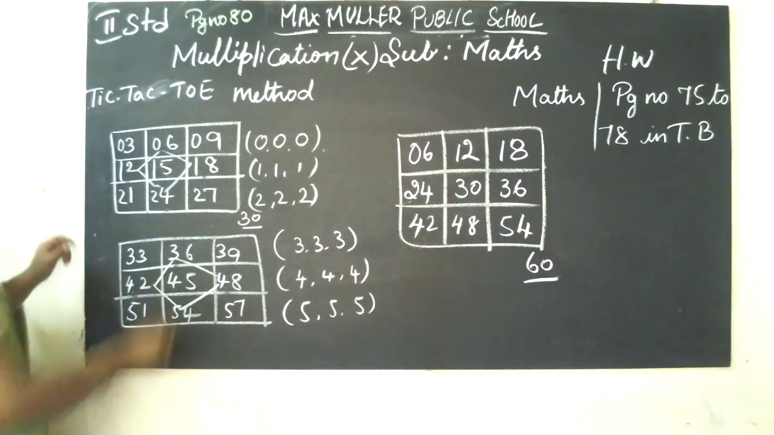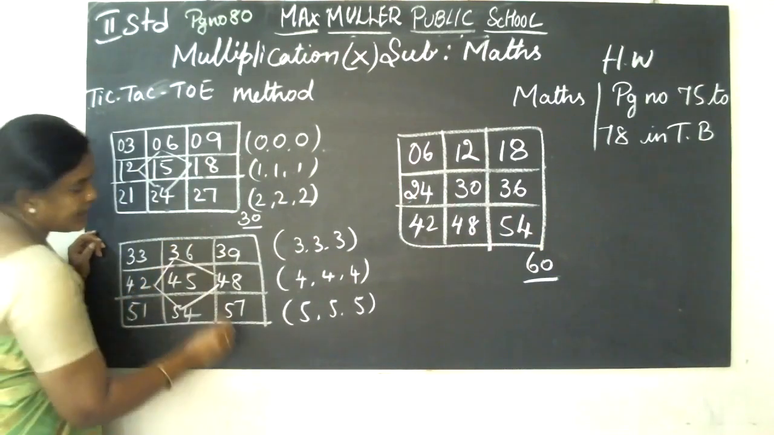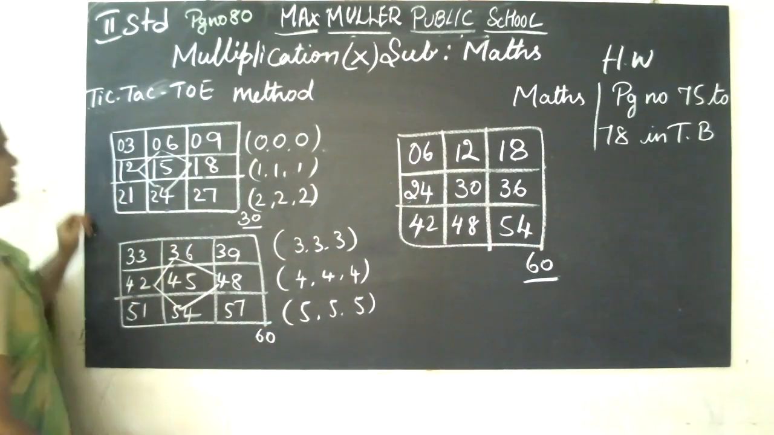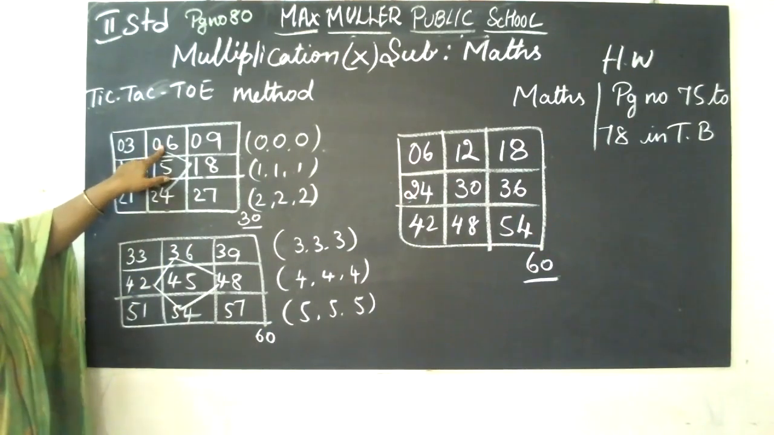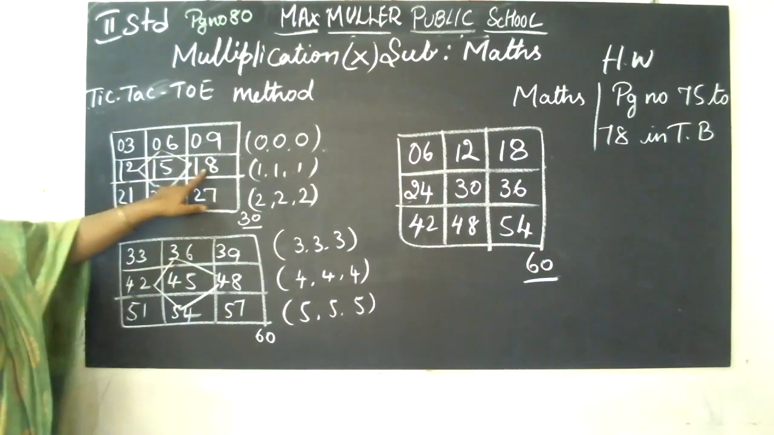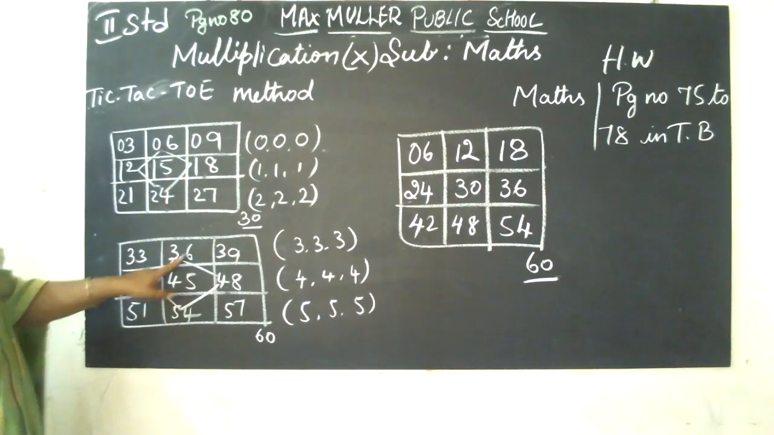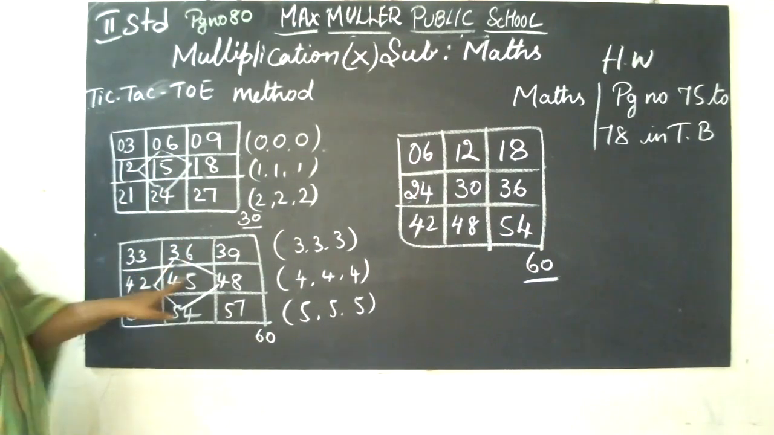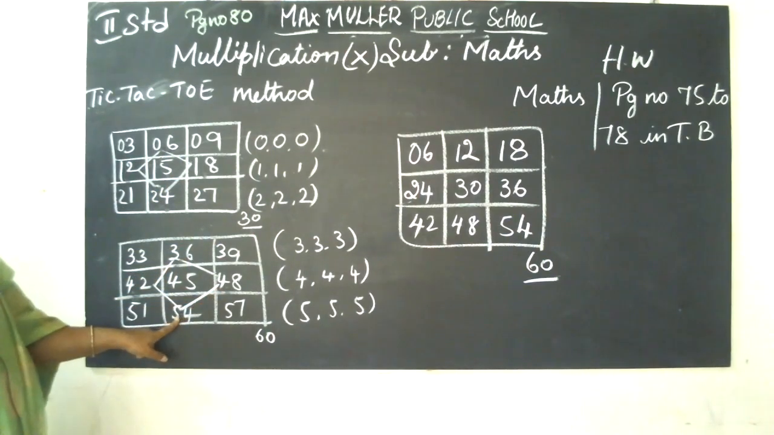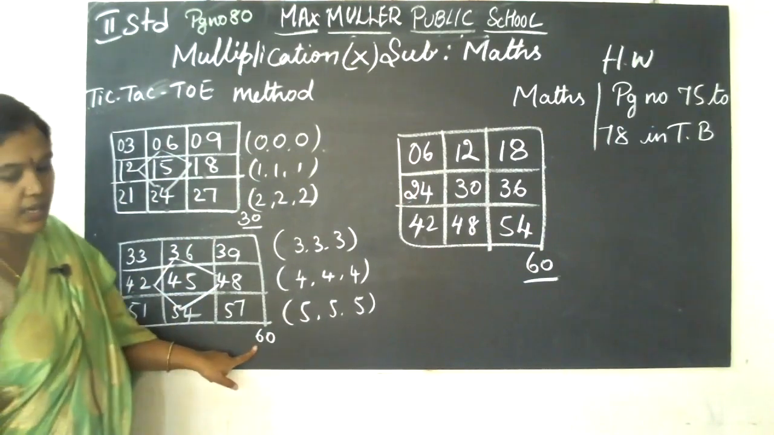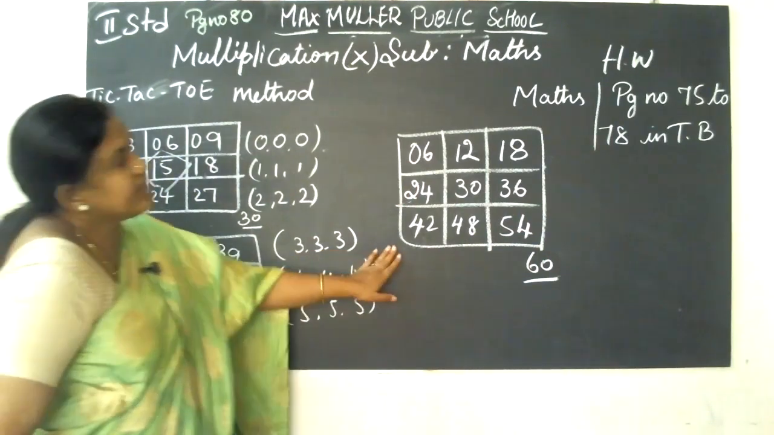Understood, children? In the first column you want to write here 30. Here also 60. First is here 6 ones are 6. 6 twos are 12. 6 threes are 18. 6 fours are 24. 6 fives are 30. 6 sixes are 36. 6 sevens are 42. 6 eights are 48. 6 nines are 54. 6 tens are 60. We finished the 6 tables.